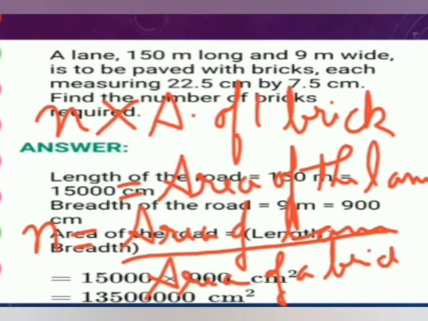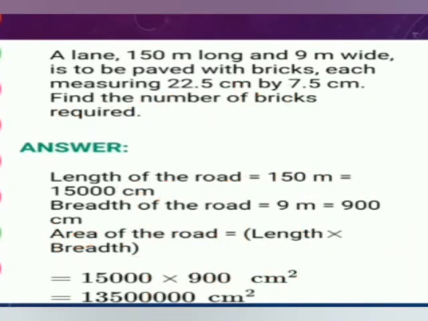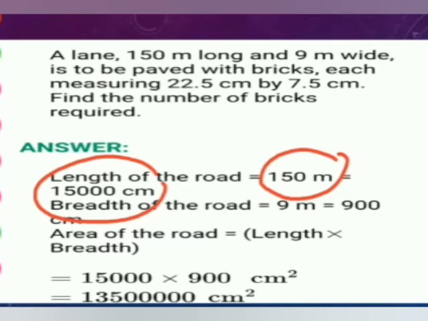So now let's proceed with the question. Let's calculate first of all the area of the lane, and then the area of the brick, and then we will perform the division. In the question, the length of the road is 150 meter, which will be converted into 15,000 centimeter. The breadth of the road is 9 meter, which will be converted into 900 centimeter. Now for the area we will multiply these and we get 1,35,000, that is 1,35 lakh centimeter square as the area here.